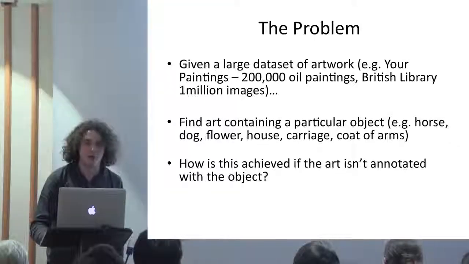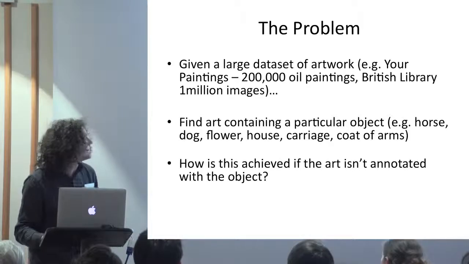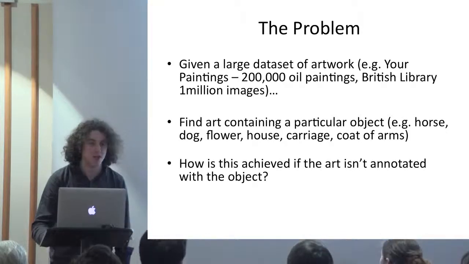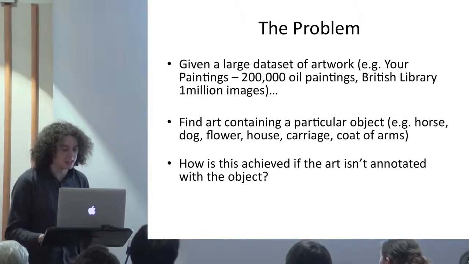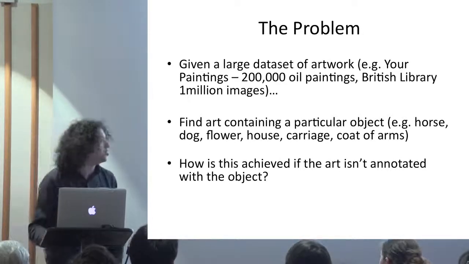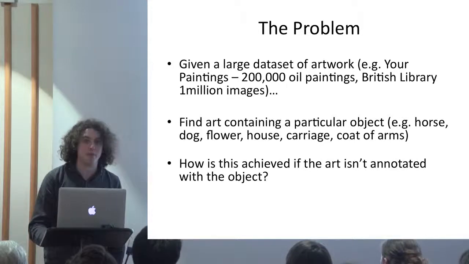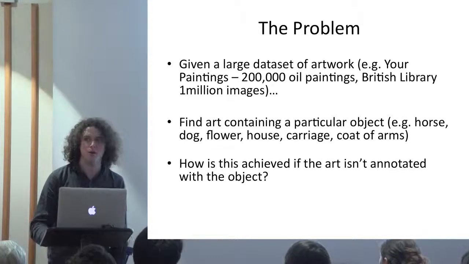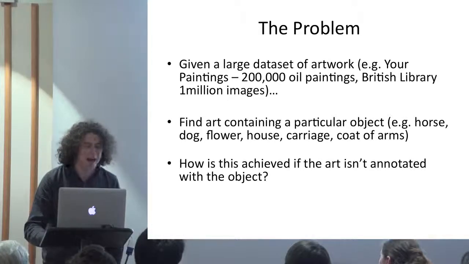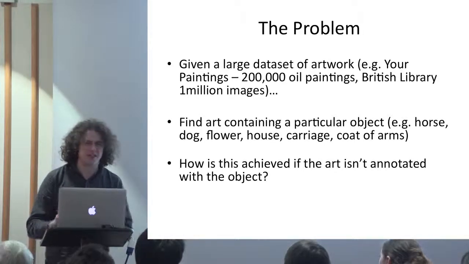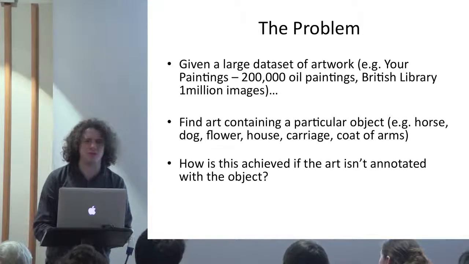Okay, so we have this problem. Say we have a very large data set of images. It could be your paintings, which is 200,000 oil paintings, or it could be the British Library 1 million images, coincidentally. And we want to find something in it. We want to look for, say, a horse, a dog, a flower. It could be anything. It could be fire, nighttime, moon. So we're using object to represent all these, but, you know, a theme of some variety. And we want to find all of these, but our database isn't annotated with those objects. Oh, so that's not great, is it?